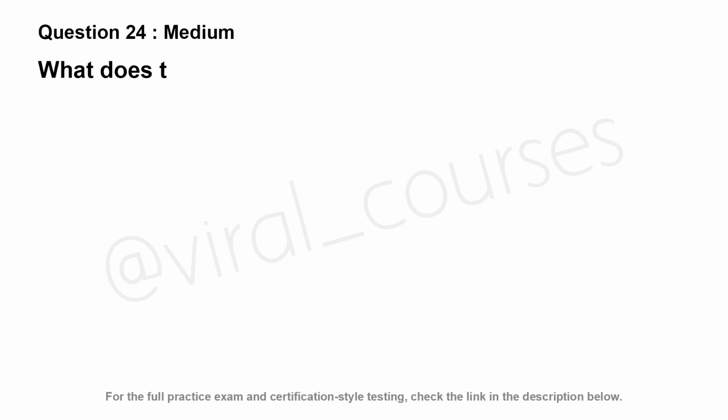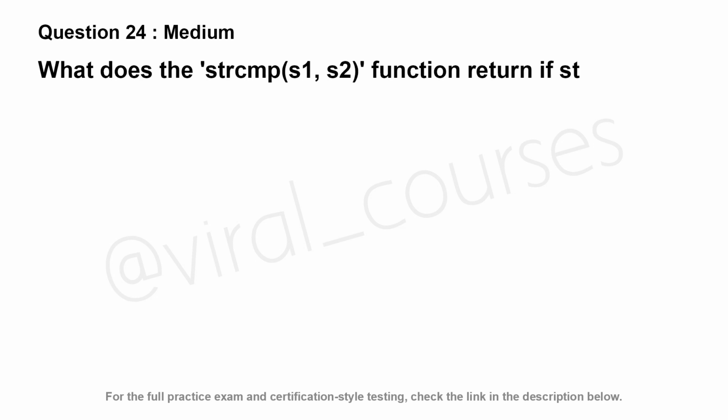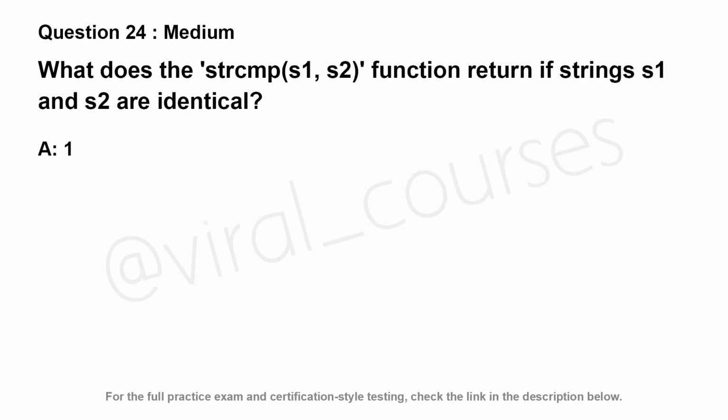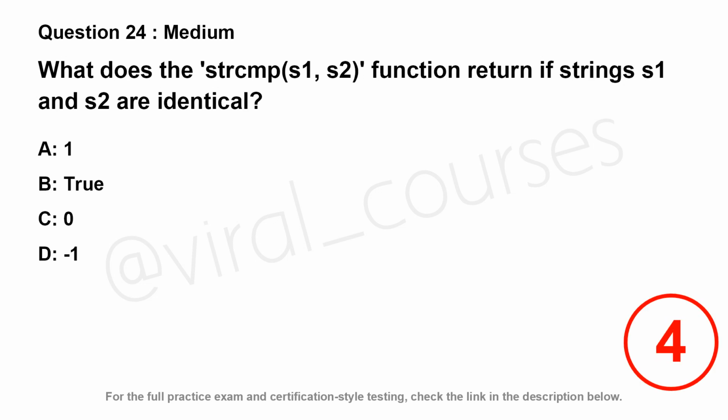What does the strcmp(s1, s2) function return if strings s1 and s2 are identical? Option A, 1. Option B, true. Option C, 0. Option D, -1.